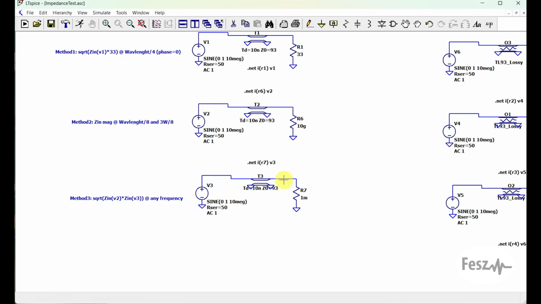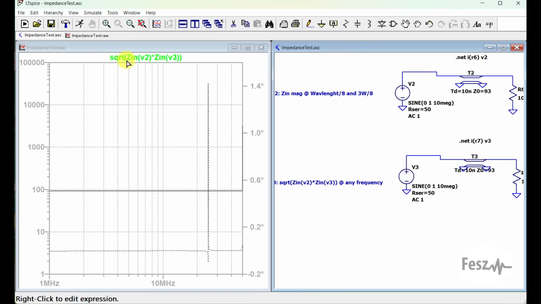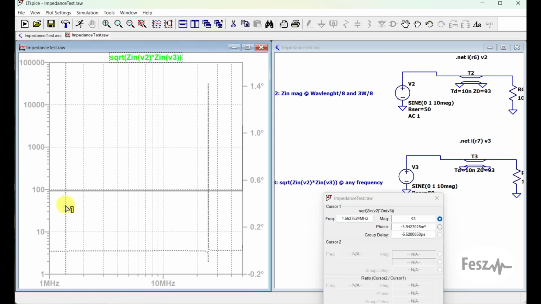Now, if we try this technique out in the circuit simulator with the ideal lines, and we plot out the square root of the product of impedances, well, we are getting a perfectly flat line at exactly 93. So maybe just a small deviation at the quarter wavelength frequency, but other than that, this works perfectly.